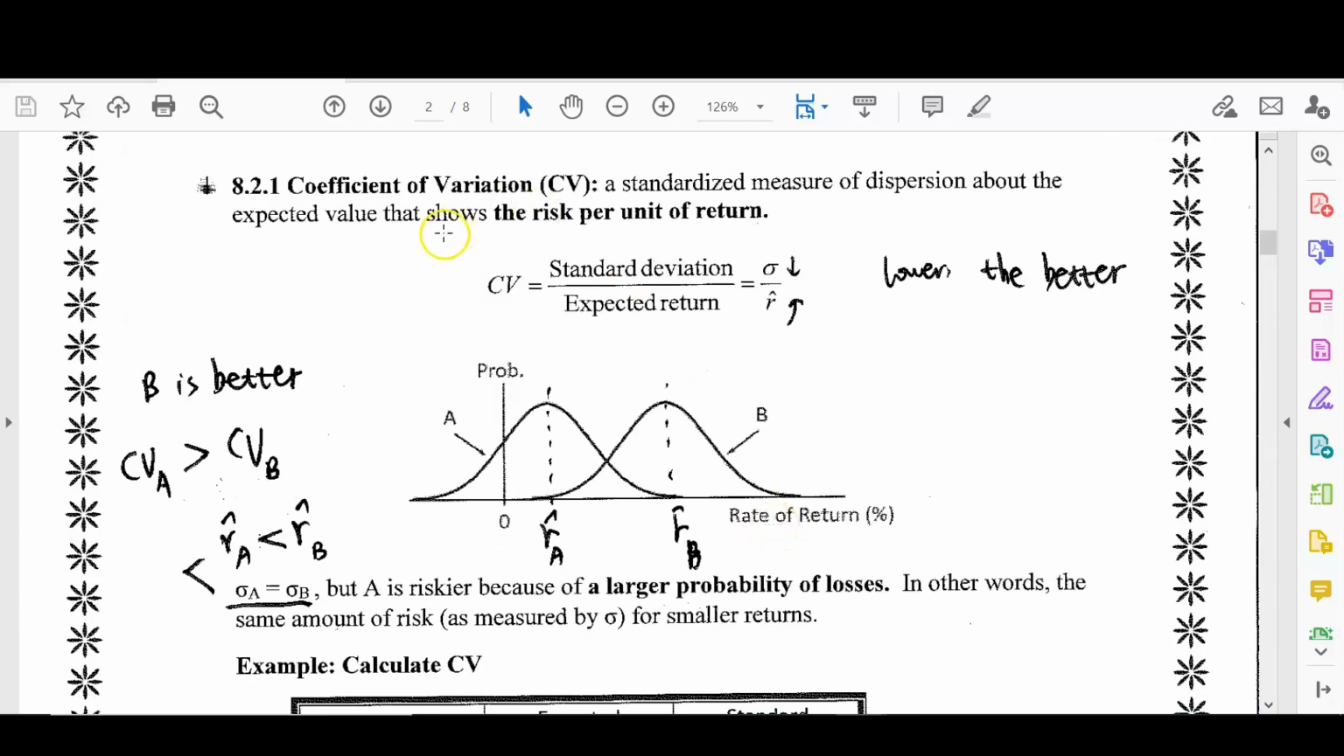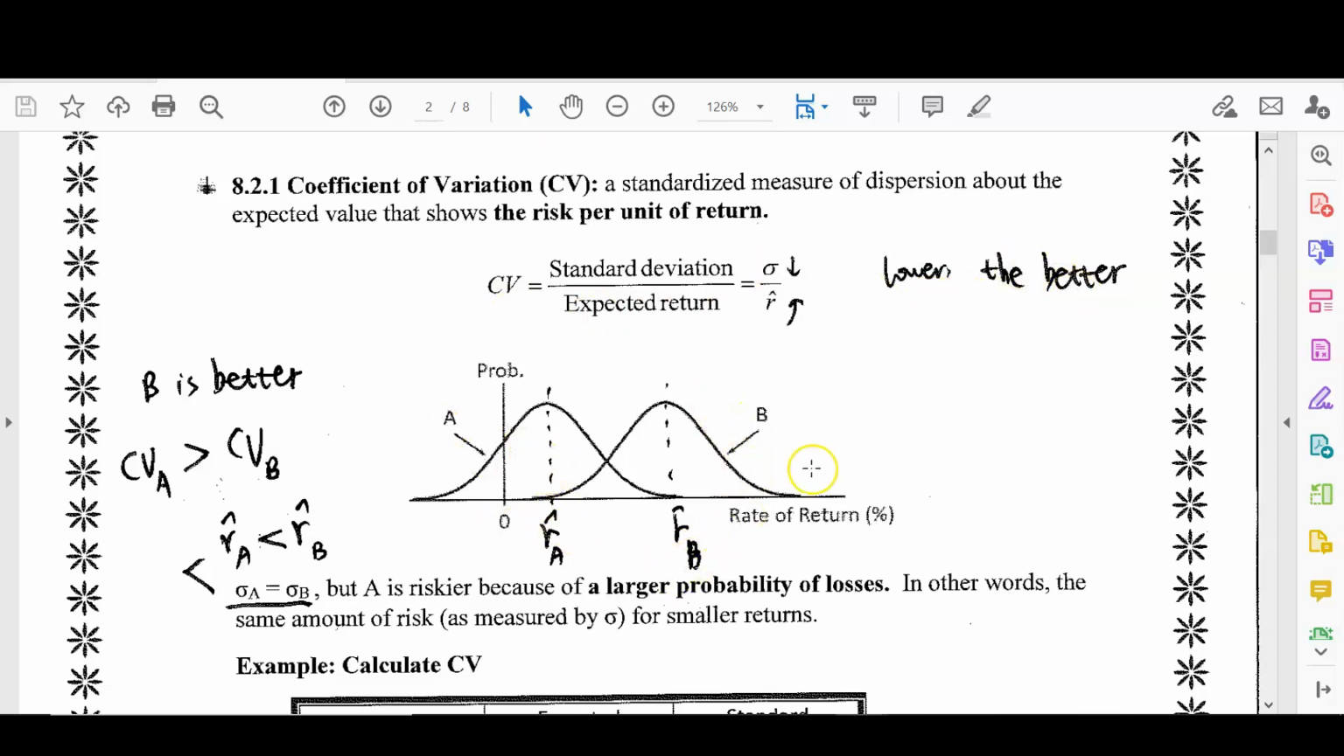Let's first look at coefficient of variation. It is a standardized measure of dispersion about the expected value that shows the risk per unit of return. It is defined as standard deviation divided by expected return. So we're measuring risk per return. Okay? We always want a lower risk and a higher return. So we want a lower numerator and a higher denominator. So we would prefer a lower CV. Okay, the lower, the better.